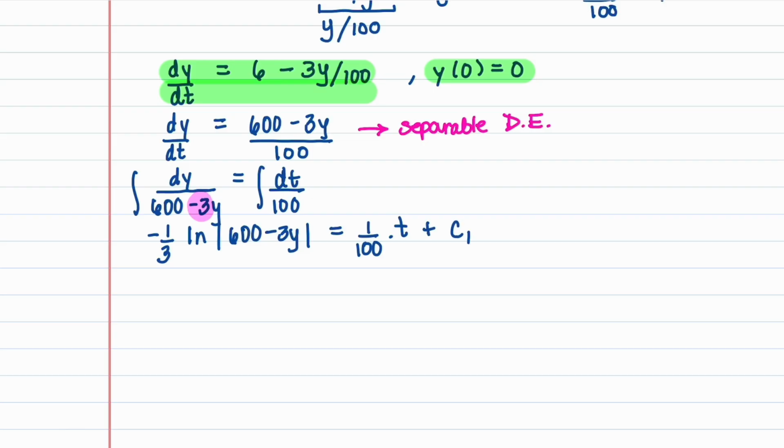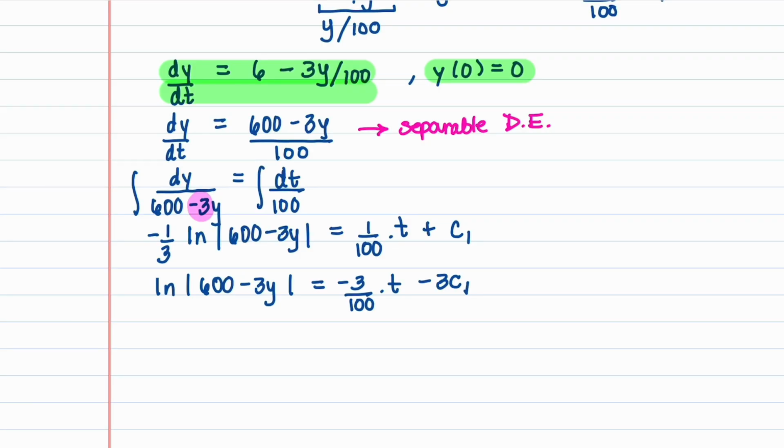Let's multiply both sides by minus 3. So on the left, we have natural log 600 minus 3y. And then on the right, we have minus 3 over 100 times t minus 3c1. We can now exponentiate both sides of our equation.